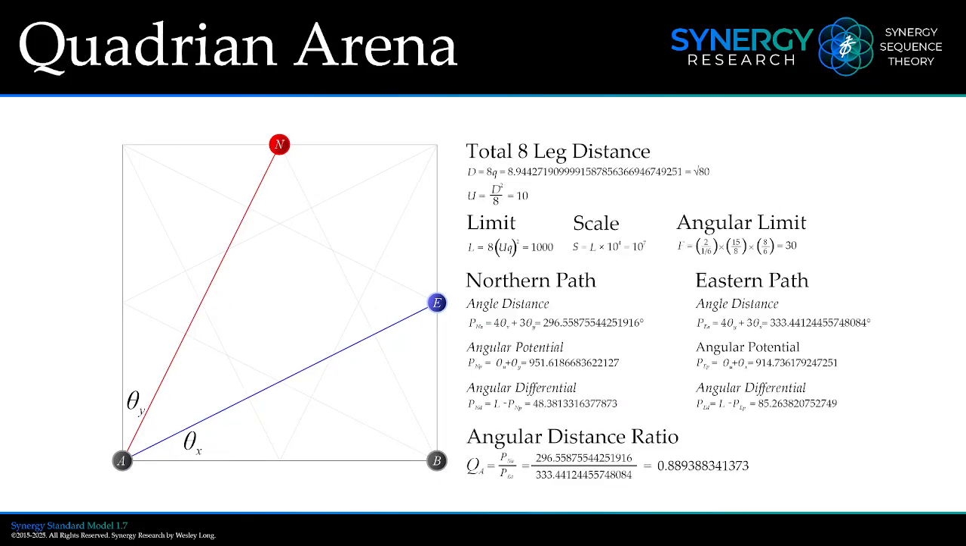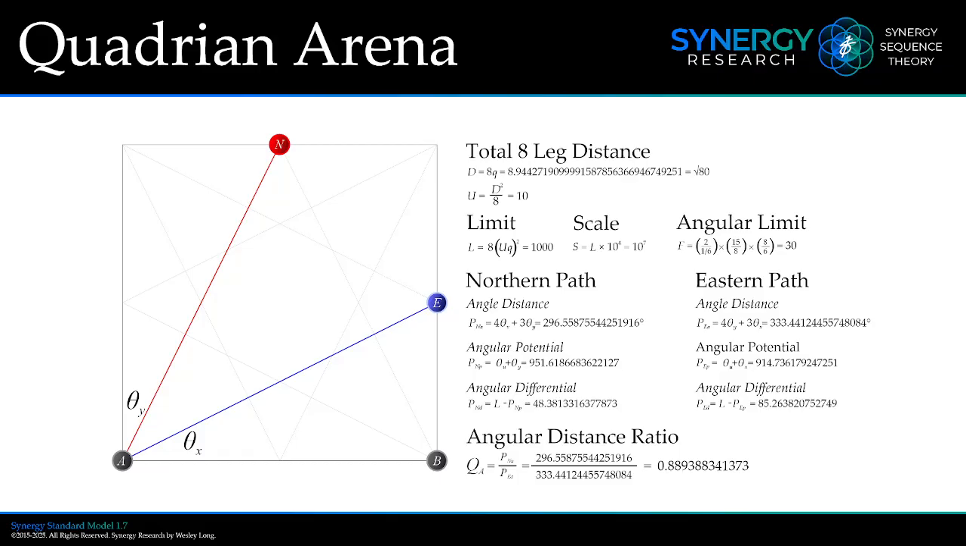Here, the Quadrian Arena enters a fully quantitative phase, where motion, scale, and potential unify through symbolic geometry. The familiar two-path system remains, north and east, but now we calculate their total behavior across 8 sequential turns, revealing how angular dynamics govern physical frameworks. Let's begin with the headline.